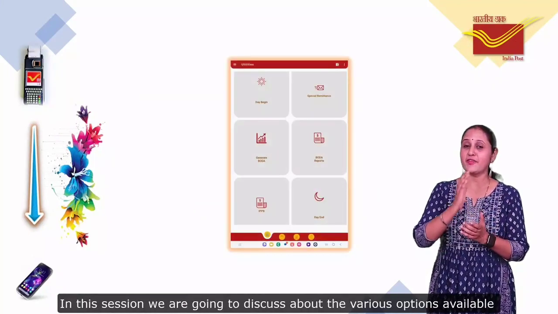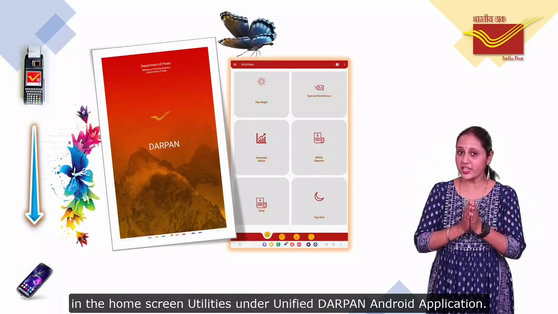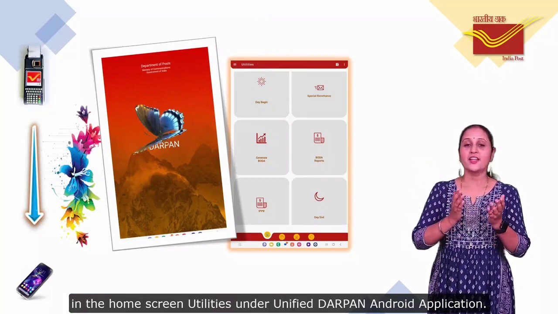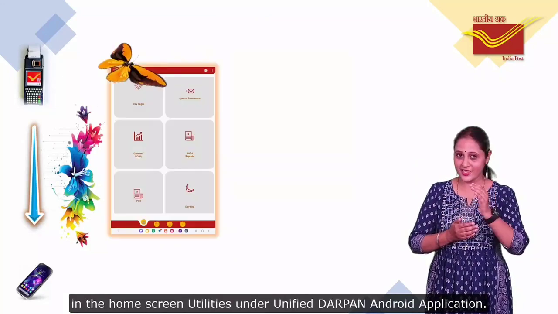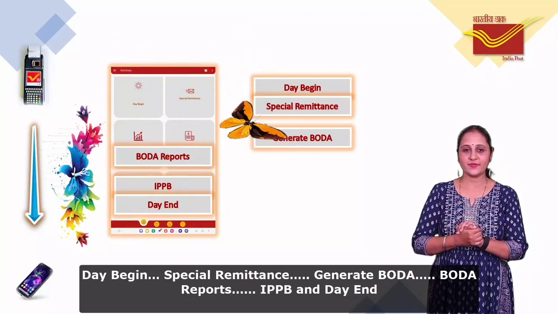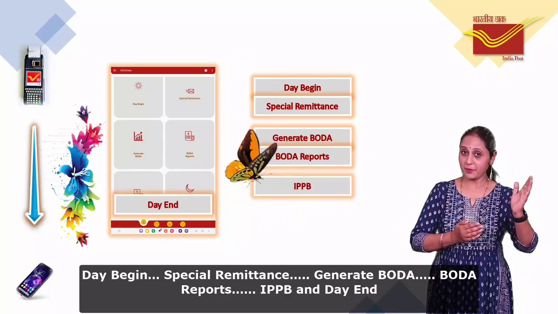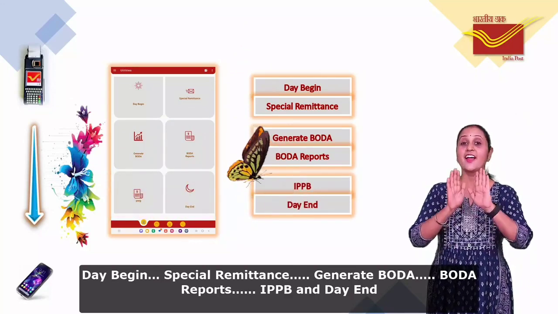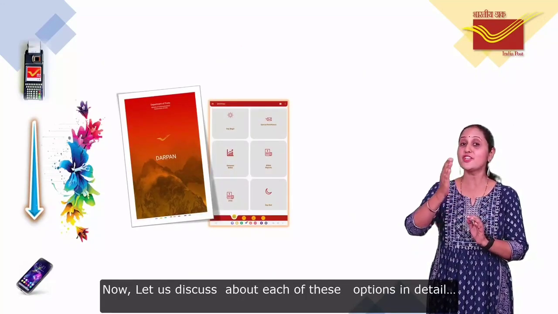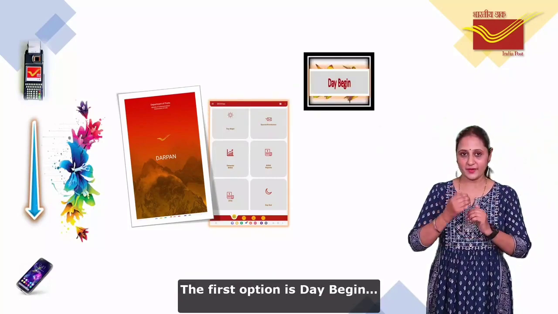In this session, we are going to discuss the various options available in the home screen utilities under the Unified DARPAN Android application. The various options available under utilities are Day Begin, Special Remittance, Generate BODA, BODA Reports, IPP and Day End. Now, let us discuss each of these options in detail. The first option is Day Begin.